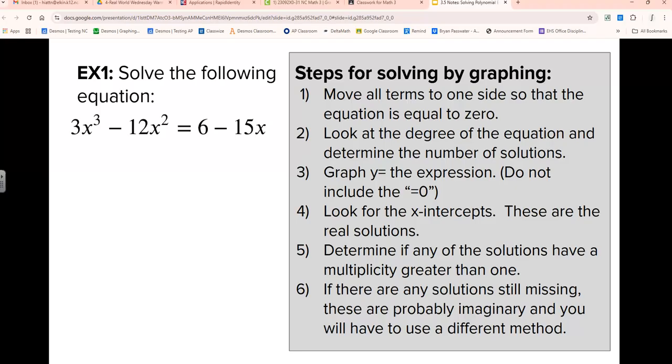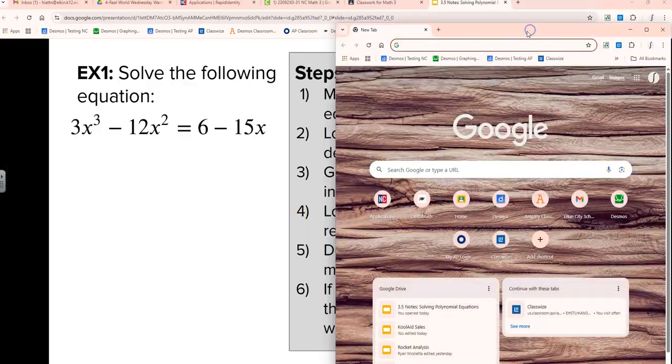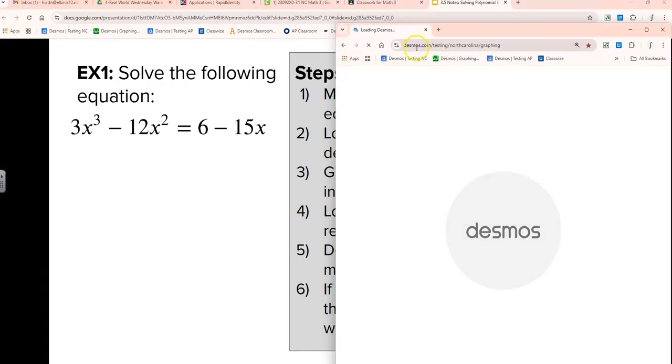I have already taught you how to solve any equation on Desmos. Where's my Desmos? I guess I closed it. All right, I've already taught you how to solve any equation.